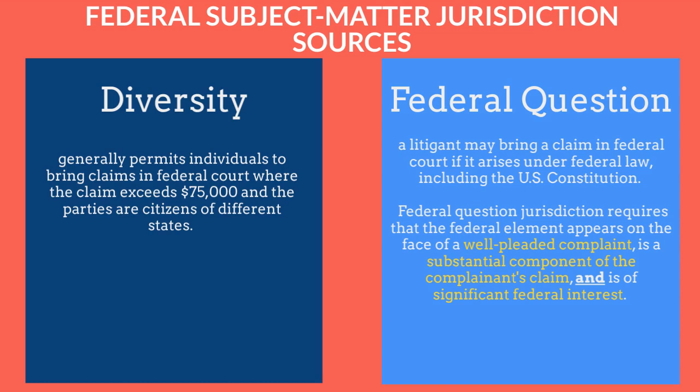Under federal question jurisdiction, a litigant, regardless of the value of the claim, may bring a claim in federal court if it arises under federal law, including the U.S. Constitution. See 28 U.S.C. Section 1331. Federal question jurisdiction requires that the federal element appears on the face of a well-pleaded complaint, is a substantial component of the complainant's claim, and is of significant federal interest. Federal question subject matter jurisdiction is frequently derived from federal statutes granting a cause of action to parties who have suffered a particular injury.